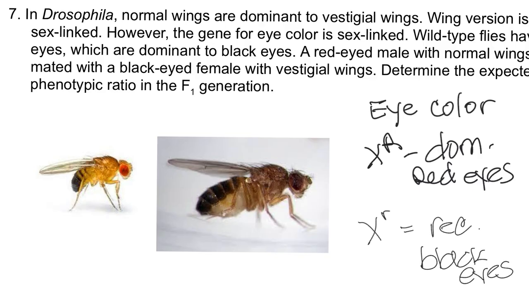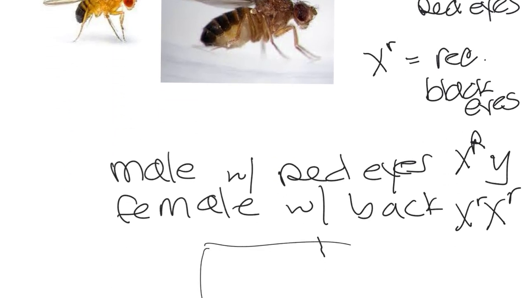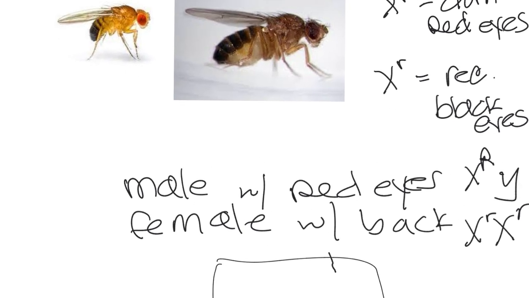When I do this cross, we're basically crossing a male with red eyes with a female with black eyes. So if we look at the red eyes, the male would have to be capital X R Y, and the female would have to have two recessive r's. All right, so I'm going to cross this. What do we get with this? The dad will be up here. It's weird to think of dad flies. Okay, and I'm going to have X big R, X little r, X big R, X little r.